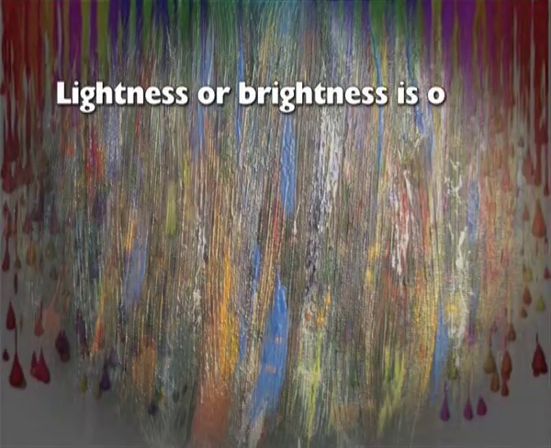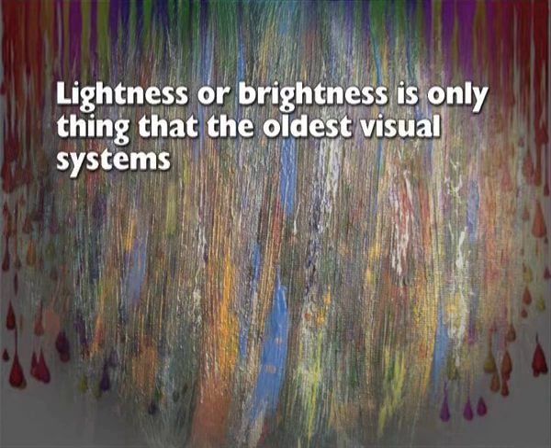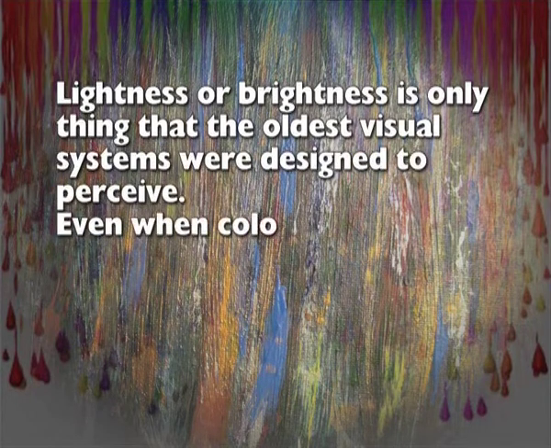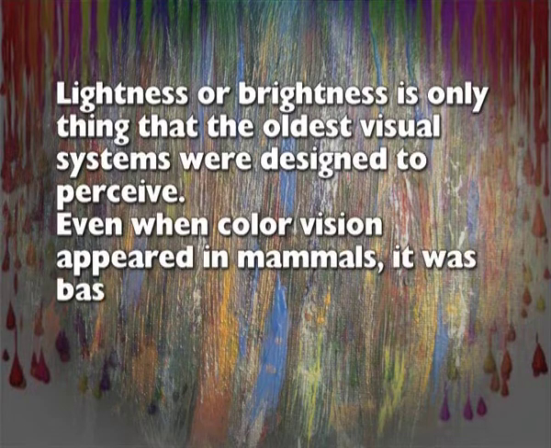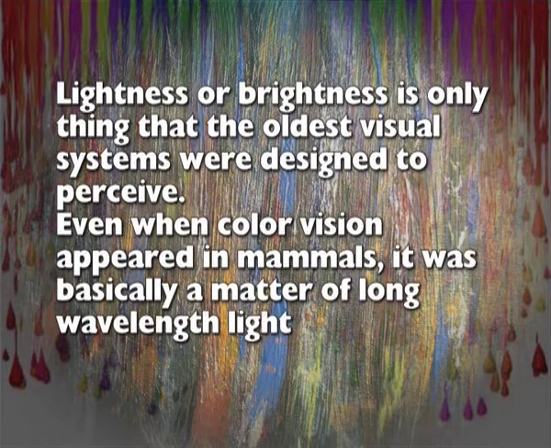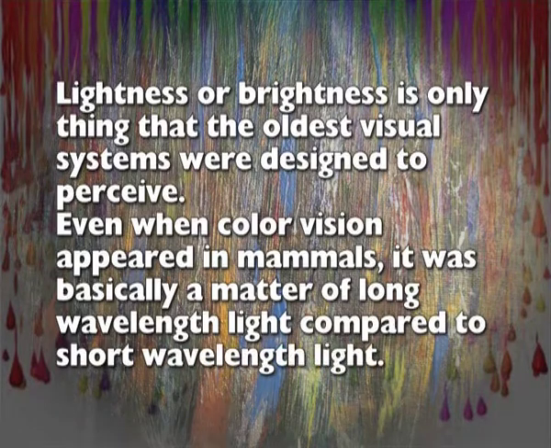Lightness or brightness is the only thing that the oldest visual systems were designed to perceive. Even when color vision appeared in mammals, it was basically a matter of long wavelength light compared to short wavelength light. Yellow against blue remain in our color vision as the hues that have at their peak saturation the widest difference in lightness. This page develops the perceptual importance and complexity of lightness in our visual response and explores the various ways artists think about, measure and control the value structure in visual works of art.